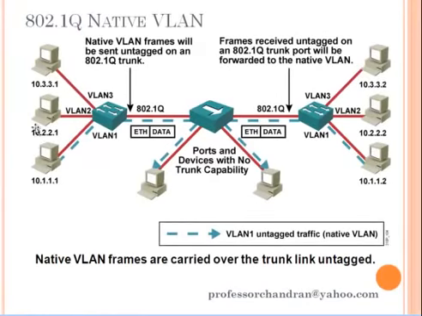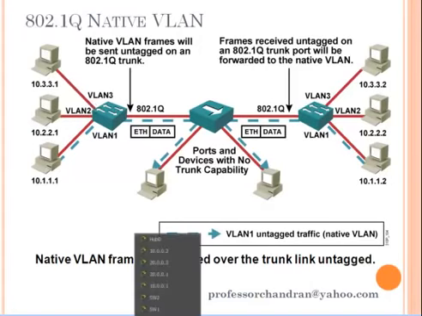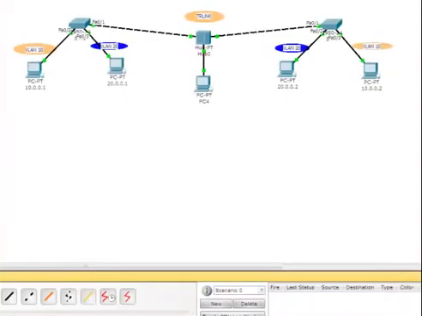Here we have two switches and a hub in the middle. There are two PCs connected to the hub, and there are three PCs connected to both the switches, and they are in different VLANs. A similar scenario I also have here in the simulator.